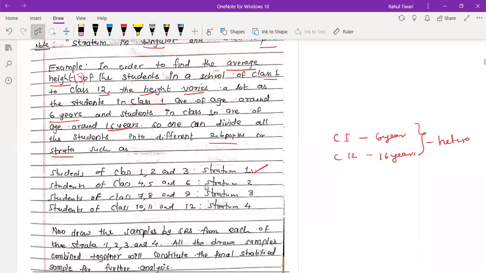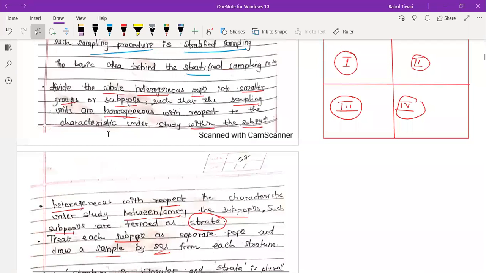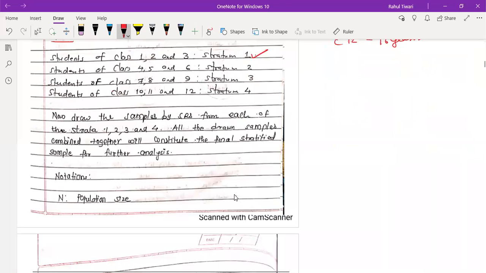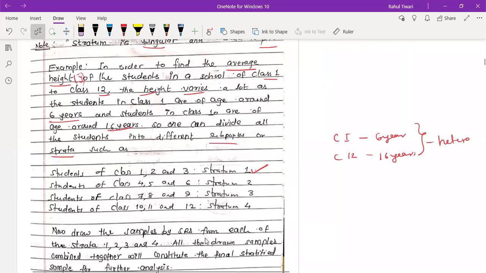Now what is stratum? Stratum is a group of data which are homogeneous. Stratum, or strata, is a group, a list of persons, list of students, or anything which are homogeneous. That is important. So here class 1, 2, 3 students will be considered as one stratum. Similarly 4, 5, 6 will be another stratum, 7, 8, 9 one stratum, 10, 11, 12 another stratum, and so on.